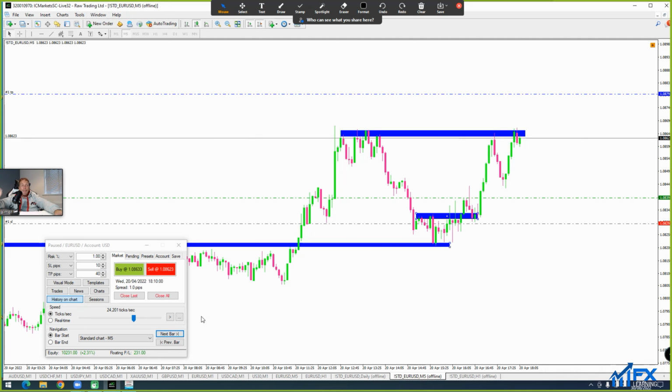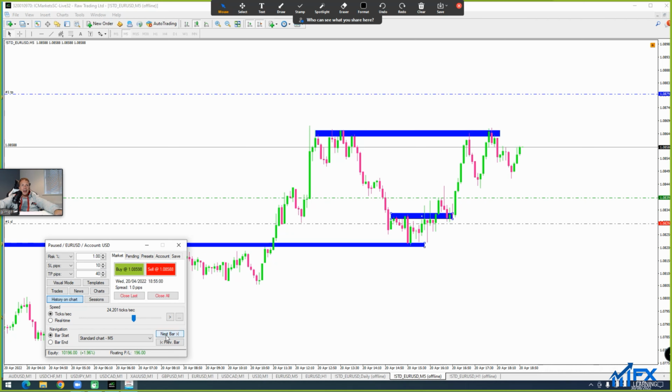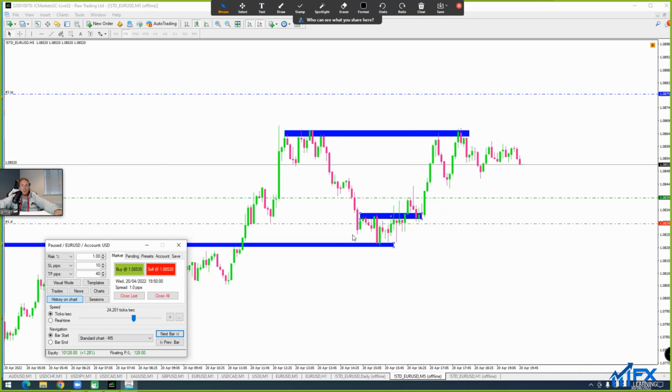We know it is, but we could still... Okay, so price is pulled down here. Price is pulling down here. Are we going to break this support at the top here? Okay, that's the key thing here.